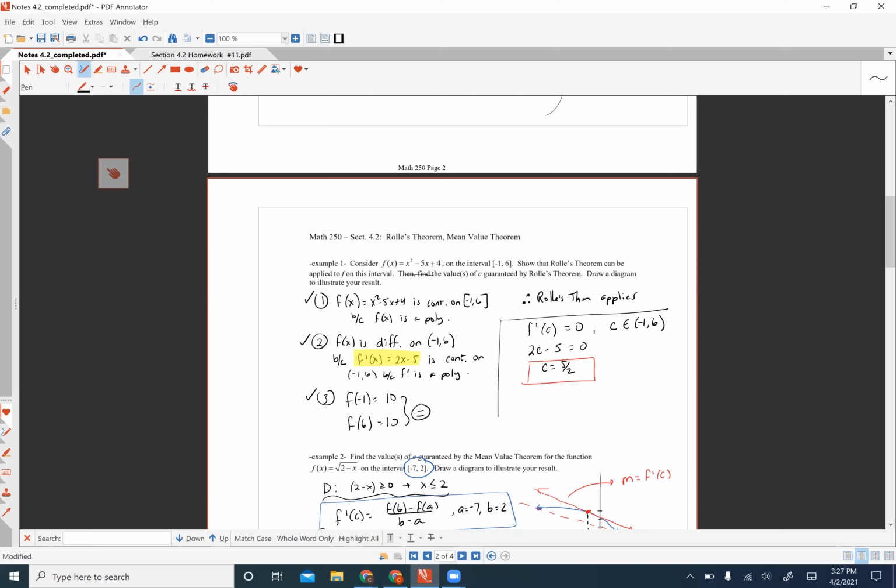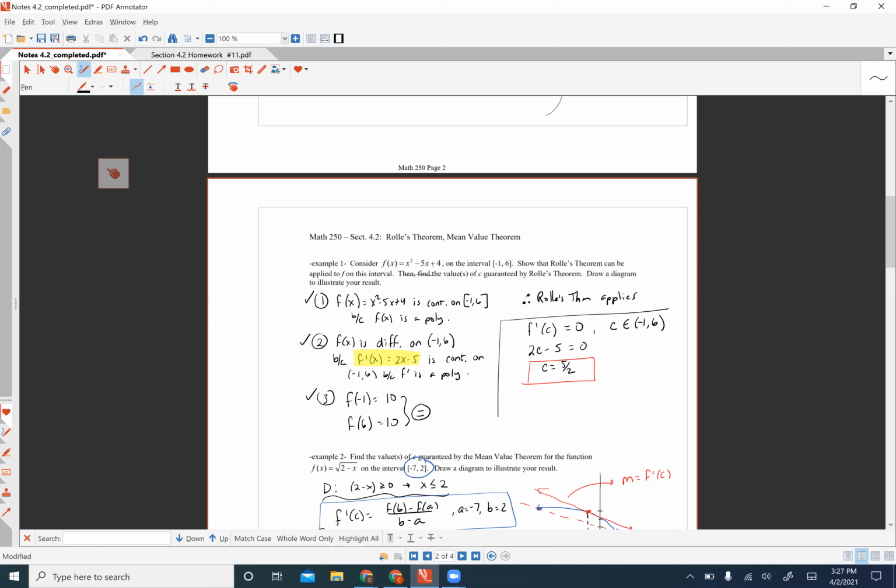Okay, so it shows that Rolle's theorem can be applied to f on this interval. In other words, we have to show that there's some point C in between -1 and 6 such that f prime of C is 0. Before we can say that, let's first verify that the conditions of Rolle's theorem exist. This is actually probably one of the more interesting parts of the problem. Before we just start applying the theorem, let's make sure that the theorem actually applies.